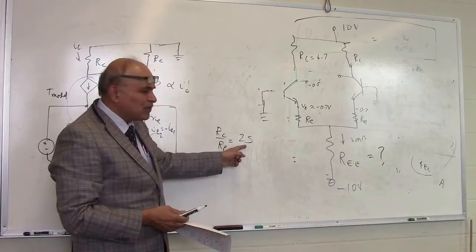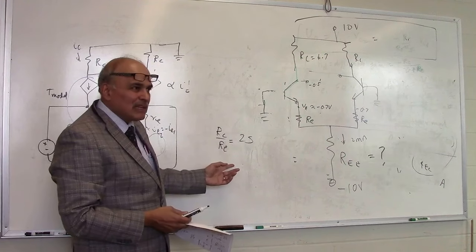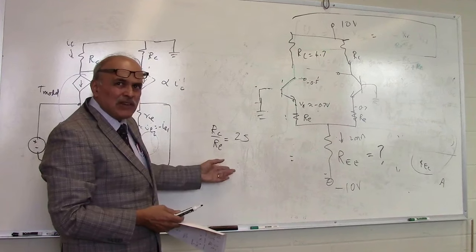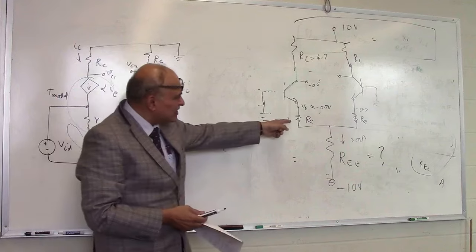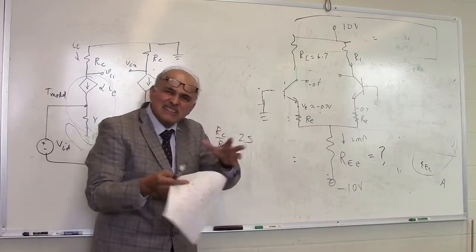So RC over RE is 25. If you put RC as 4.7, then RE comes out to be whatever it comes out to be. It'll probably come out in the neighborhood of around 400 ohms, which is still bigger than the internal resistance of this, which is 25 ohms. So all the design things seem to gel.